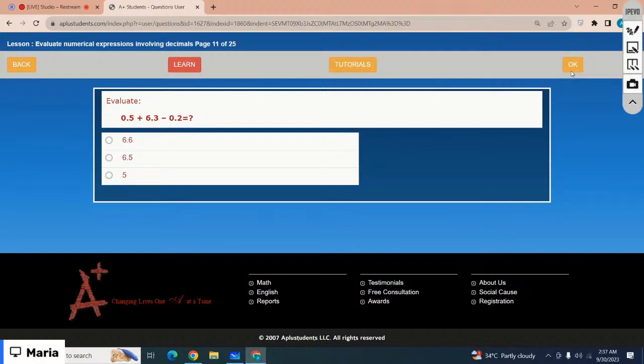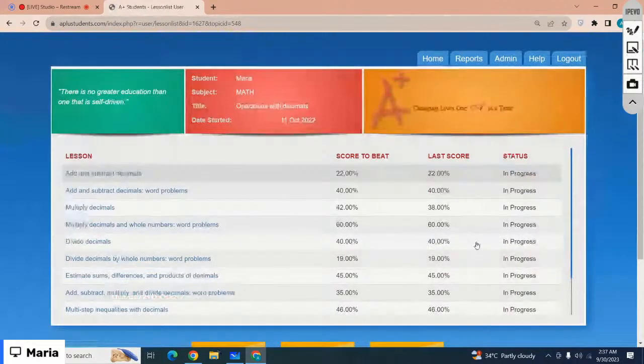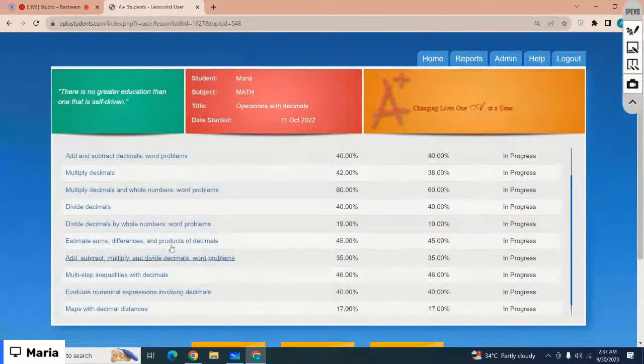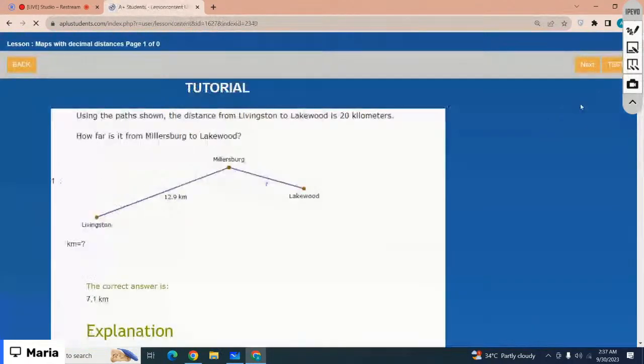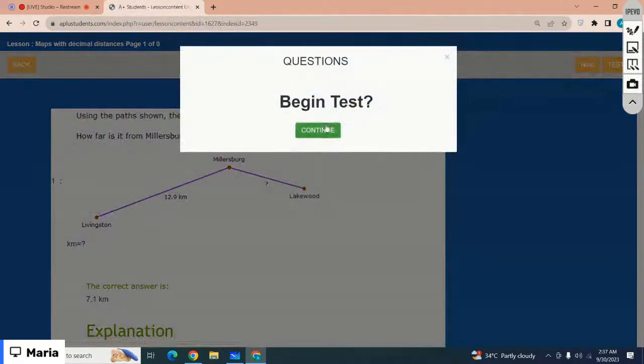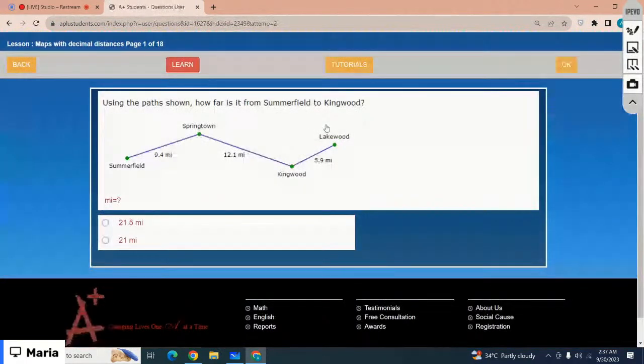Okay, the next one is you can complete the lesson by yourself later today, right? Let's just start with the next lesson. The next lesson is maps with decimal distances. So let's just start with the practice questions. How do we evaluate distances if we are given the decimal distances? So the first one is using the path shown, how far is it from Summerfield to Kingwood?